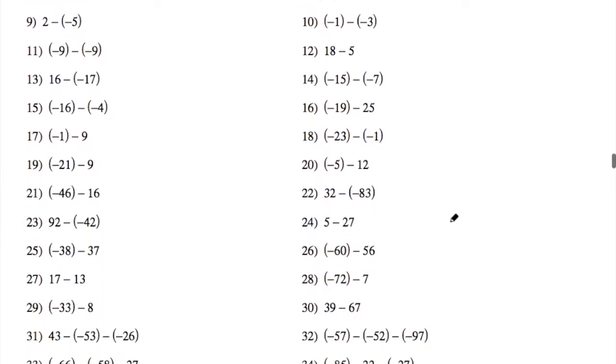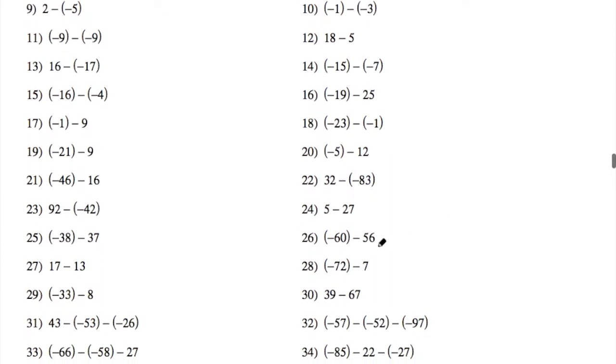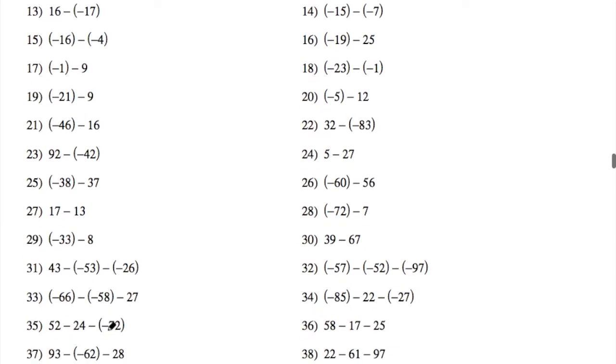The numbers get a little bit bigger, but otherwise not too much different, until we come to problems like number 31. Now in problem 31, we've got lots of double signs. So I would definitely start by rewriting the whole thing to get rid of any double signs. So 43 minus a -53 is plus 53, minus a -26 is plus 26, and now we've got an old school addition problem. 43 plus 53 is 96. 96 plus 26, 102, 122, is our final answer. Great.